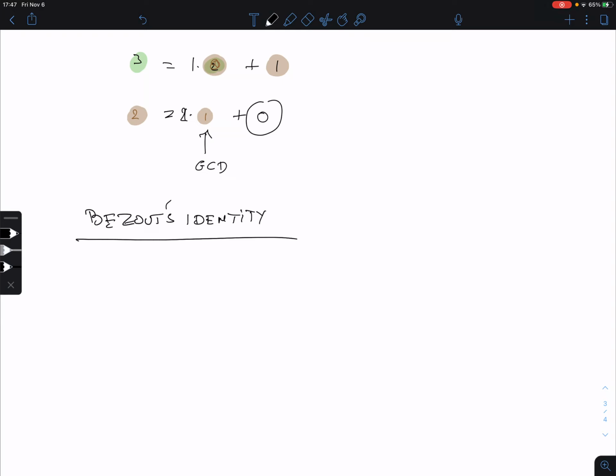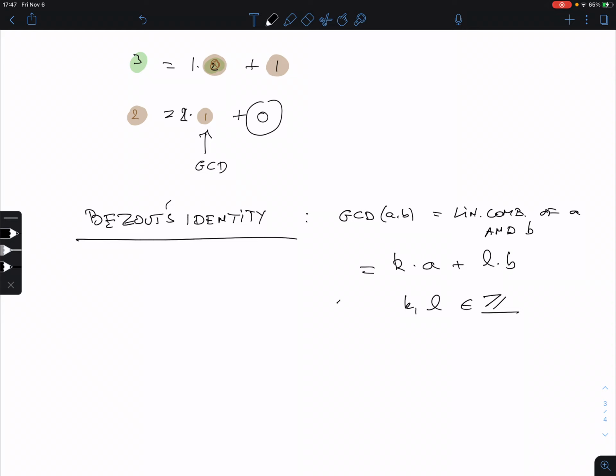So Bezout's identity says this, that the GCD of A and B is a linear combination of A and B. What does that mean? That means you can write this as K times A plus L times B, where K and L are natural numbers? No, they can be negative, so integers. So there are coefficients K and L, and by the way, they're not unique. But you can find K and L so that you can write the GCD as some number of times A plus another number times B.